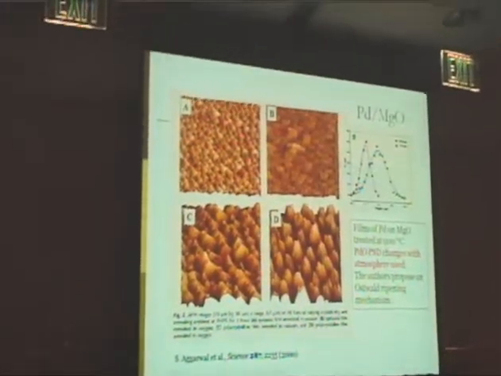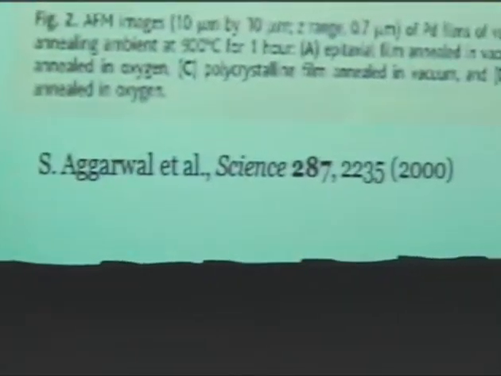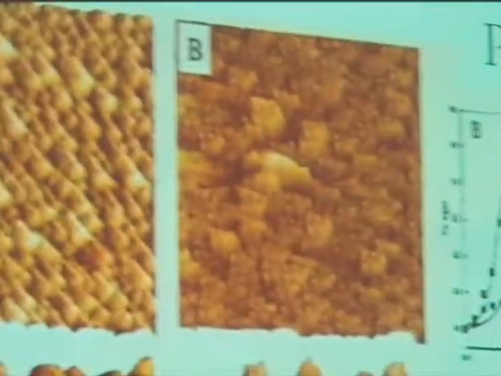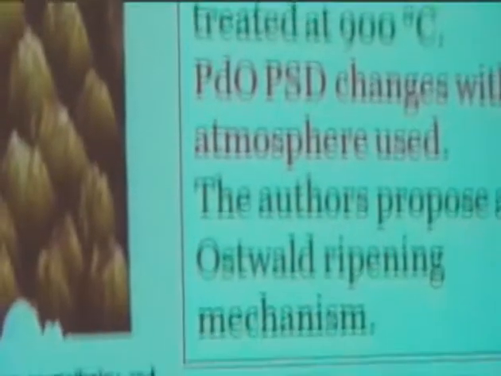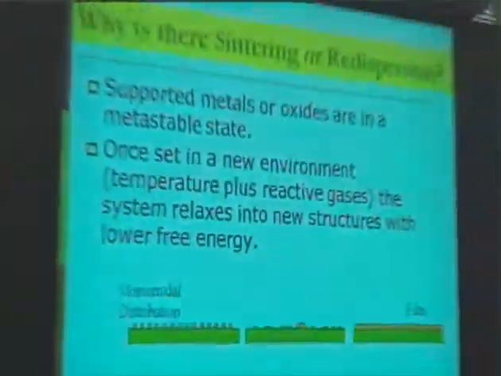Now, this is just an example of a redispersion process. Here you start with a flat metal layer of palladium, and depending on the treatment, you can have all sorts of morphologies depending on the way you do the treatment. This is a palladium and magnesium oxide. So you won't have sintering in the classical way, you will have redispersion.